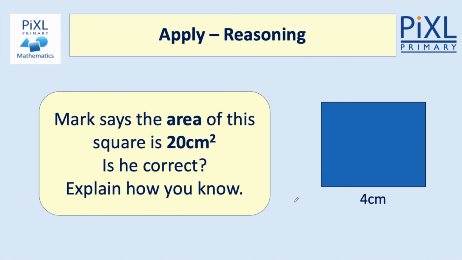And the last question, Mark says that the area of this square is 20 square centimetres. Is he correct? Explain how you know. Well, if we look at this square, we can see that the side that is labelled is 4 centimetres, and we know that a square has all sides the same. So every side on this square is going to have 4 centimetres. So to find out the area, we do 4 times 4, which equals 16 square centimetres. So no, Mark is not correct.